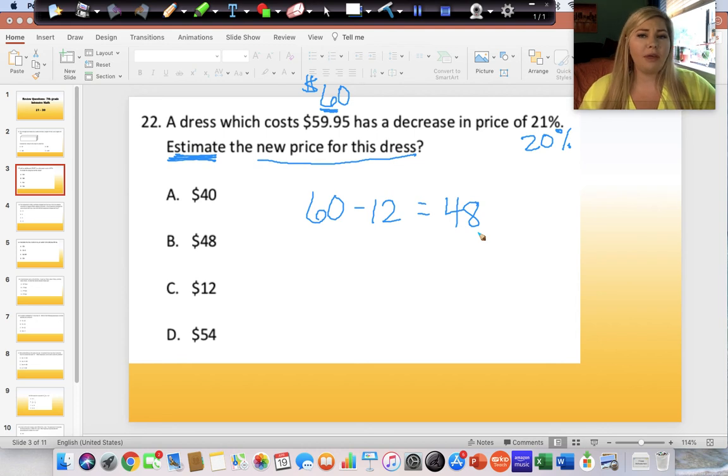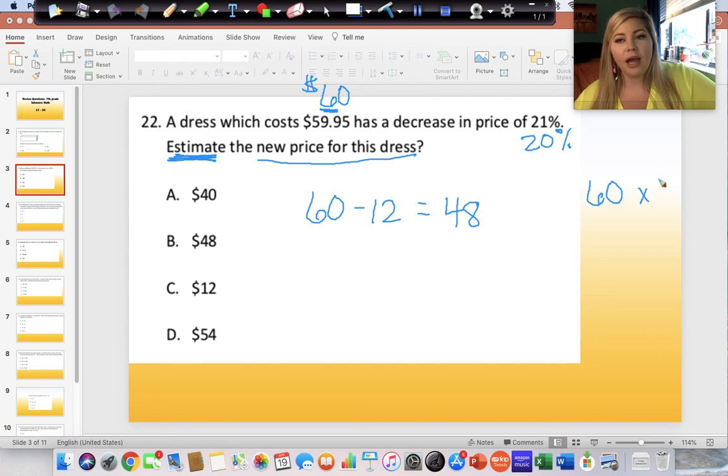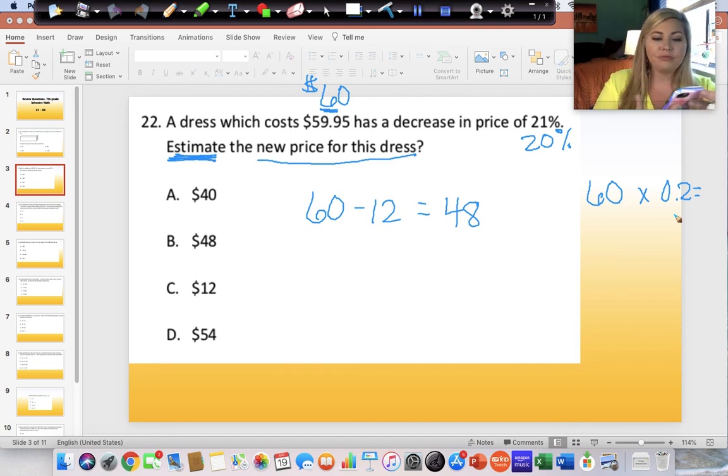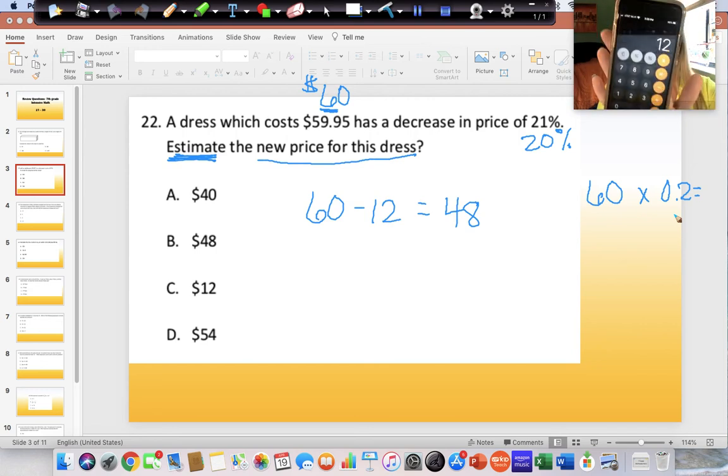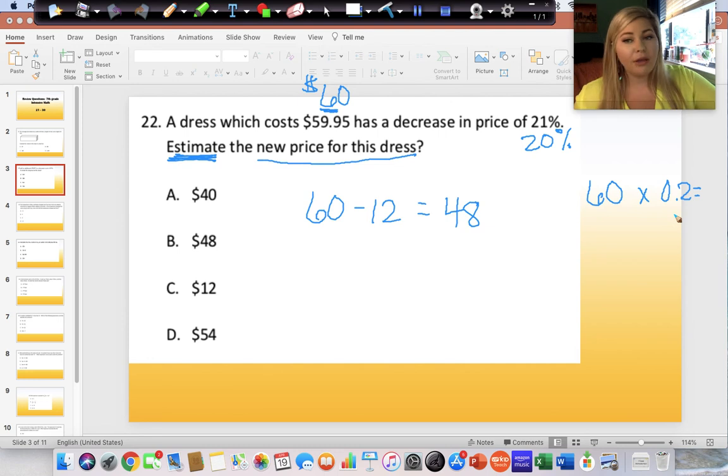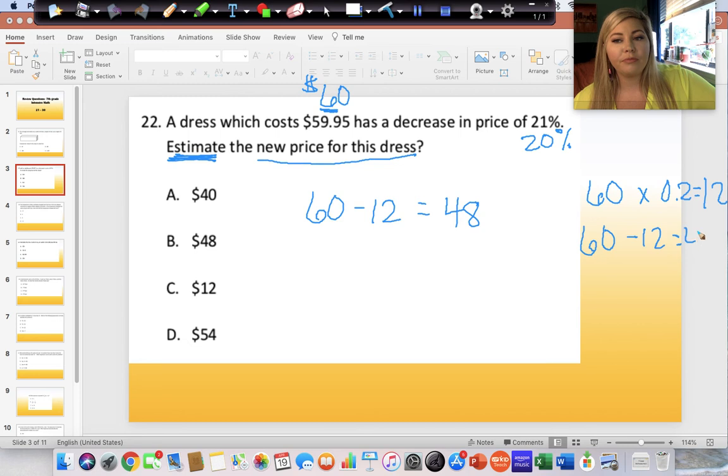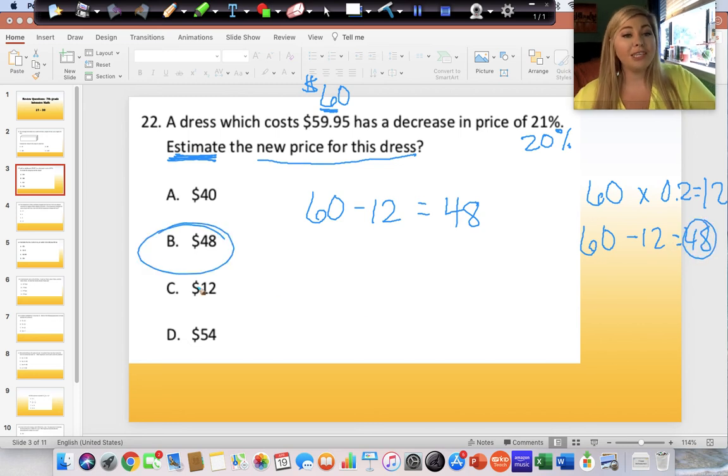If you didn't want to use the method, or maybe you weren't going with 20%, maybe you were going with 30% or 70% when you were rounding, all you would have to do is take your number and multiply it times the decimal form of that percentage. So the decimal form of 20% is 0.2, and 60 times 0.2, I'll show you here. 60 times 0.2 does give you 12. So then you would still have to subtract that from your original amount. So our answer choice is B.